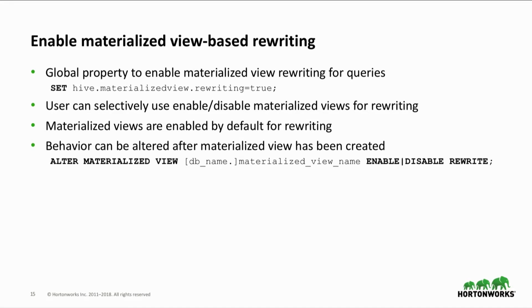So now, how do you enable materialized view-based rewriting in Hive? There is a global property to enable it for all queries, where you say set hive.materialized.view.rewriting to true. And then when you create a materialized view, the user can selectively enable or disable it for rewriting, like I mentioned before. By default, they are enabled. And the behavior can be altered once you have created the materialized view by using this statement here. So you can alter materialized view, the name of the view, and then you either enable or disable the rewrite.